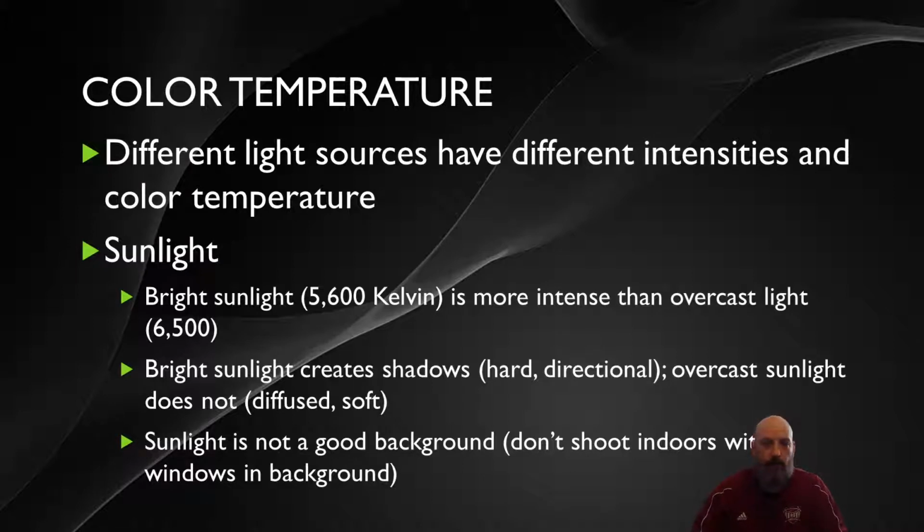Now, with bright sunlight, it's going to create shadows, and these can be hard shadows and very directional. So if you ever look at your shadow on a sunny day and you see a very definitive outline of your fingers or your body, this is a hard shadow that's being created by direct light.